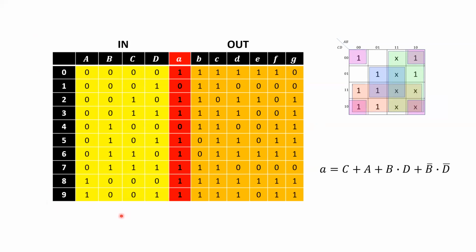Before moving on, we can do a very quick sanity check that this makes sense. Remember, we wanted an expression which gave us the cases where A is 1. This expression tells us that A should be 1 when C is 1. Is that true? Well, C is 1 here, so A is 1. C is 1 here, so A is 1. C is 1 here, A is 1. C is 1 here, and A is 1.